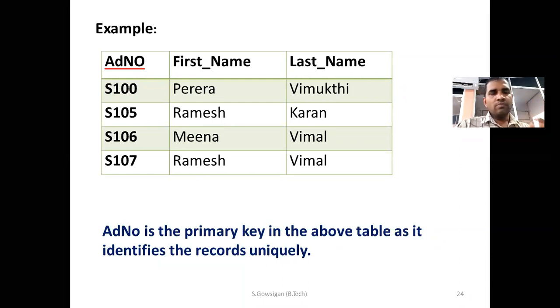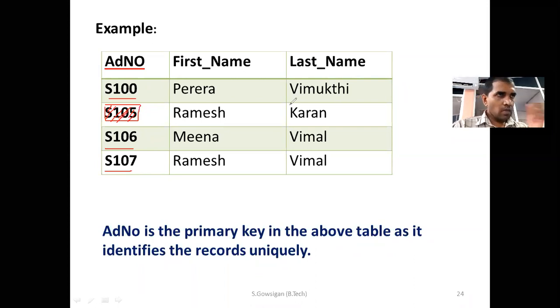So let me take that now. Look here. Listen to me. In this table, assume this second student, Ramesh, doesn't have an admission number. For some reason, he didn't get the admission number. All the other students have. Pereira is 100, Meena is 106, Ramesh is 107. But Ramesh doesn't have any admission number. Due to some reasons, the admission number wasn't given.